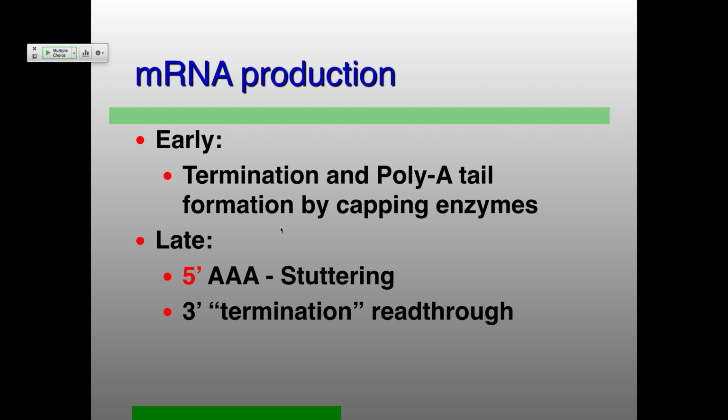Curiously, some of these late genes actually have 5' sequences which are poly A's and are made by stuttering. Actually, not unlike what you see in some of the RNA viruses. Very bizarre. We don't quite understand how this works and why it works, but if you look at those, you do see this. And then at the 3' ends, you've got a lot of termination read-through that happens as well.